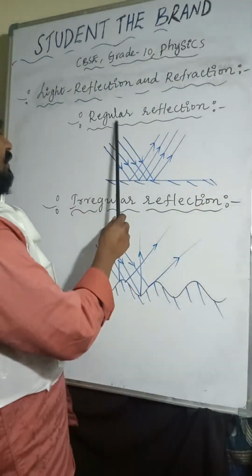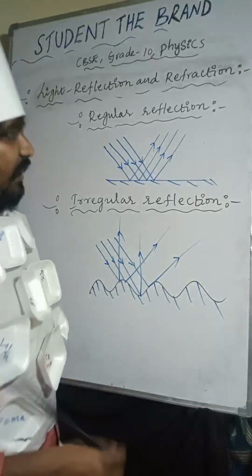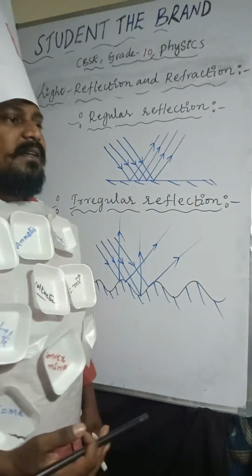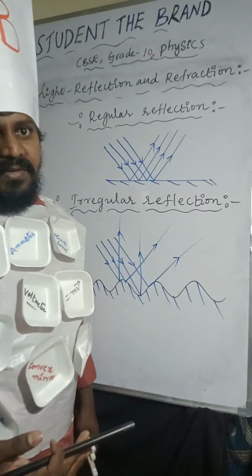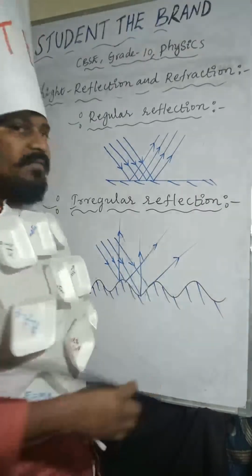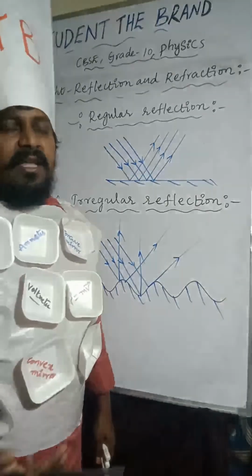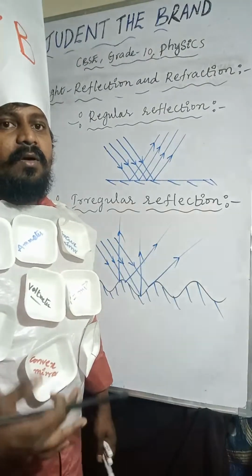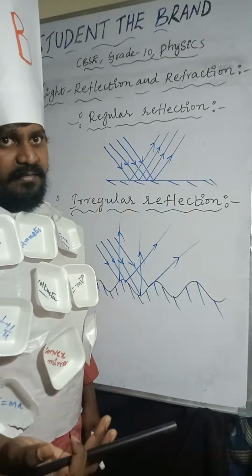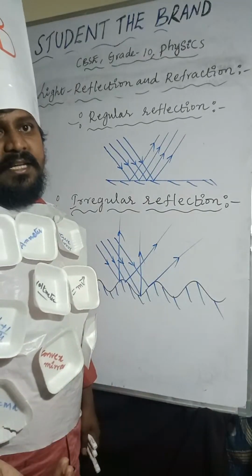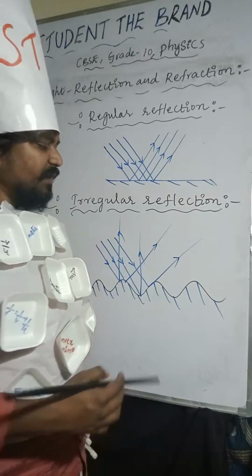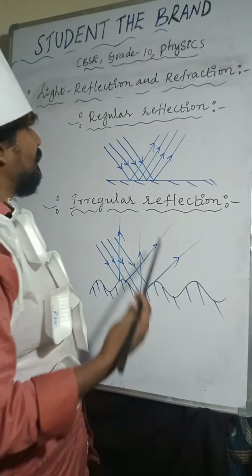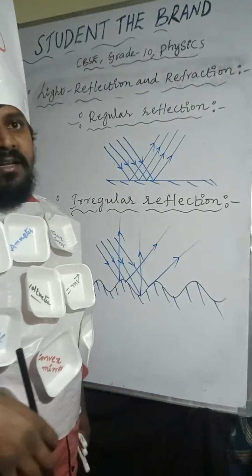Regular reflection and irregular reflection. Regular reflection takes place on a smooth surface, still water, and a plane surface. Irregular reflection takes place on a rough surface; we can take a wall, a book, or paper. So that is about regular reflection and irregular reflection.